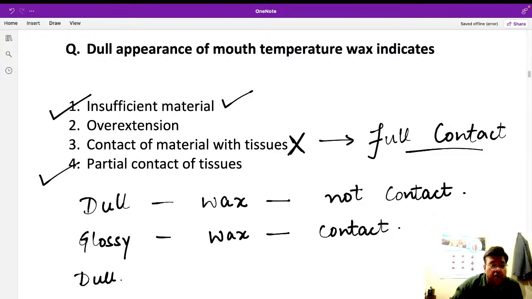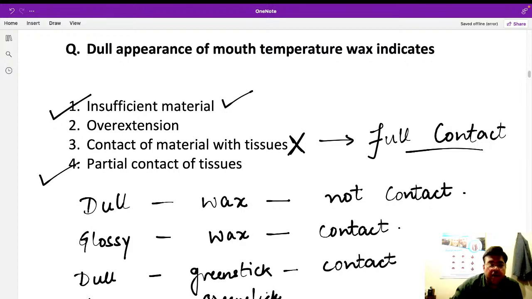When they are talking about dull appearance of green stick, it means there is contact. And when they are talking about a glossy appearance of green stick, this basically means that it is not in contact. So what happens with green stick is exactly opposite of what happens with the flowable waxes, the waxes which flow at mouth temperature. Is this concept absolutely clear?